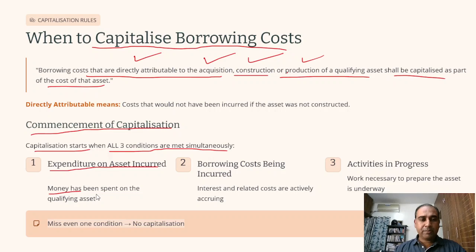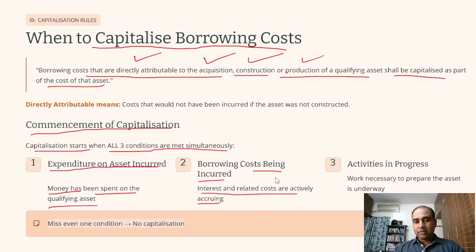Okay, so the first condition is when money has been spent on the qualifying asset. If a building is getting constructed, the money should start getting spent in construction of the building. Second is borrowing cost being incurred. That means we should start paying the EMI, we should start paying the interest on that loan. Interest and related costs are actively accruing.